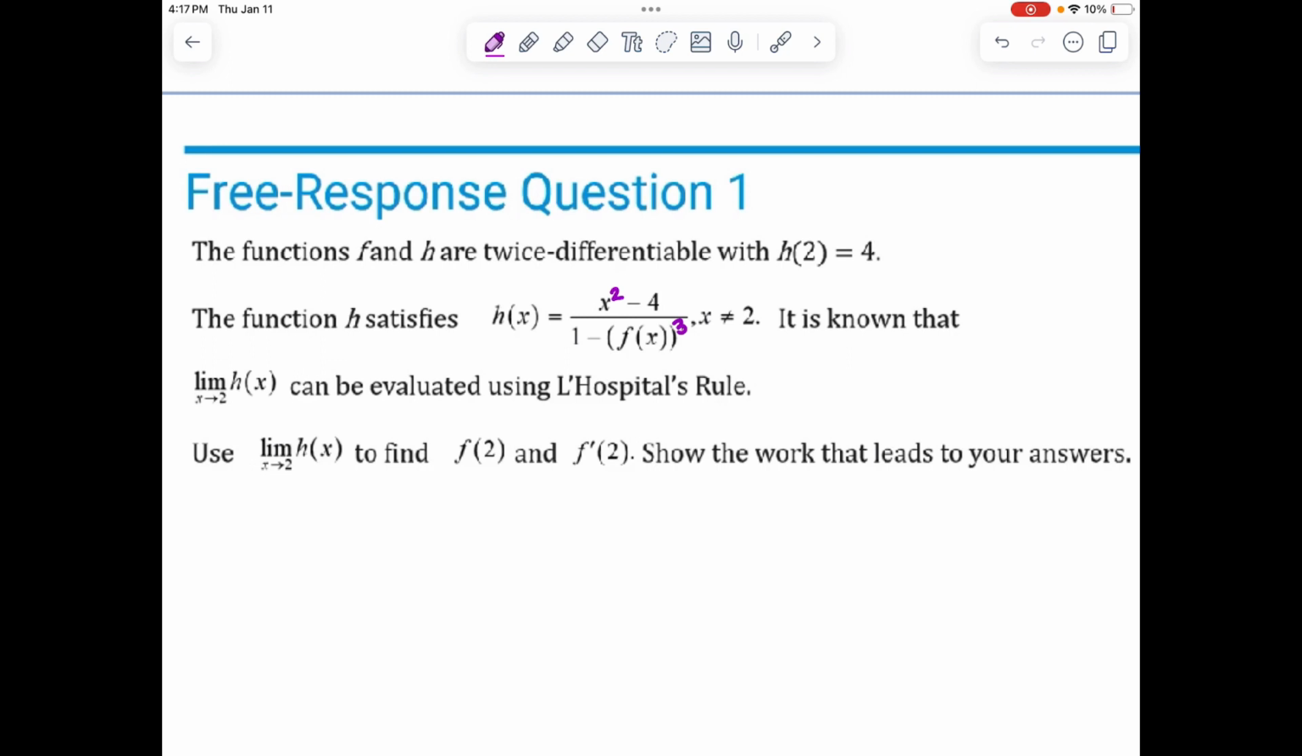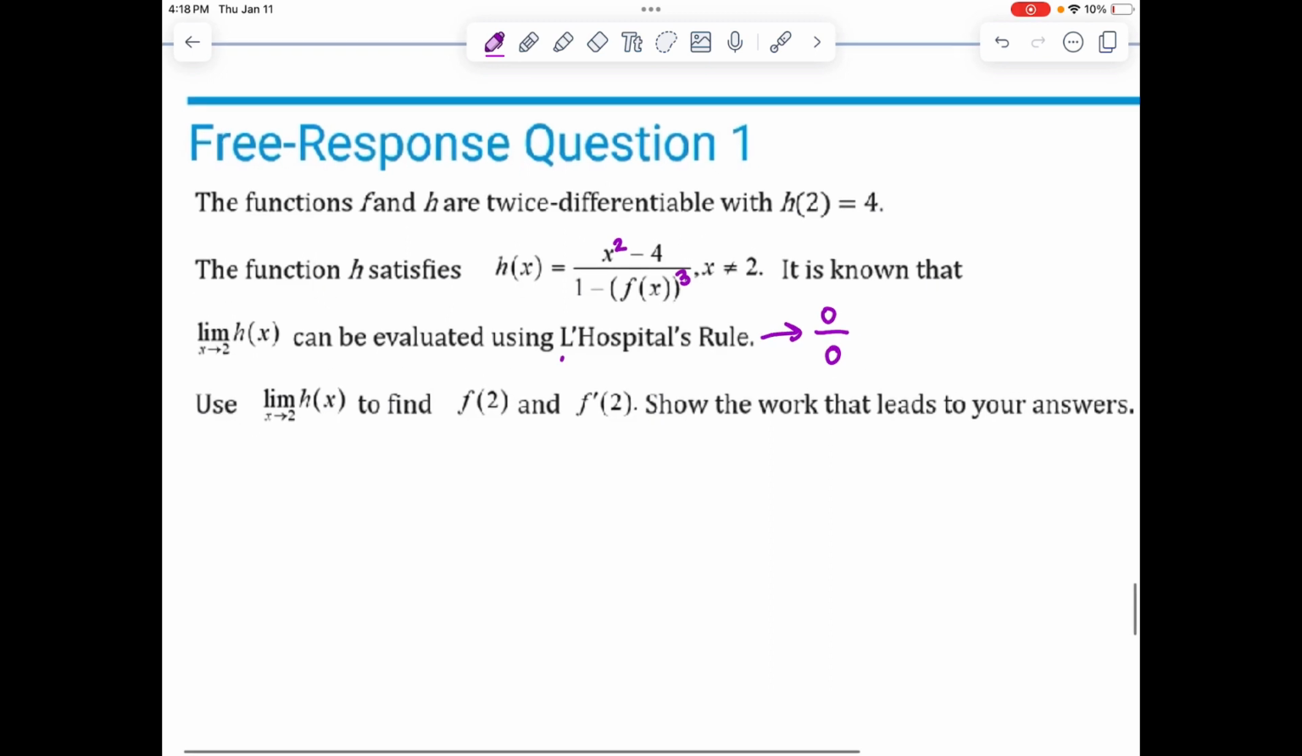But let's just talk about the main thing that we've learned from this problem and how it connects to what we learned today. Finding the limit as x approaches 2 can be evaluated using L'Hopital's rule. So that means if we try to take this function and find the limit as x approaches 2, we could use L'Hopital's rule to figure that out. And if we can use it, that means that when we plug in 2, we get 0 over 0. And so that's really important.